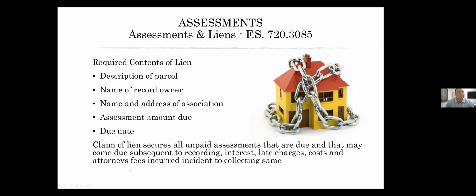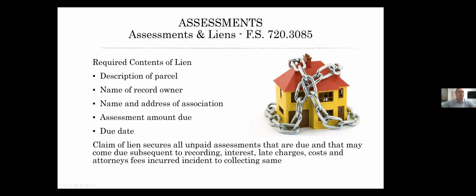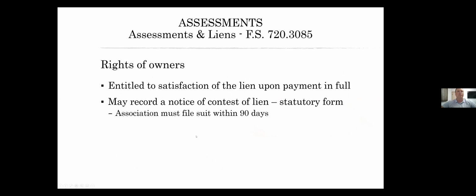But let's see. You're supposed to have these items on the screen: description of the parcel, name of the owner, name and address of the association, assessment amount, the due date, and that the claim of lien secures all unpaid assessments that are due and may come due subsequent to the recording of the interest. If a lien is recorded on the property because of non-payment of the assessments, the owner, if they then pay it, has a right to have that satisfaction of that lien recorded.